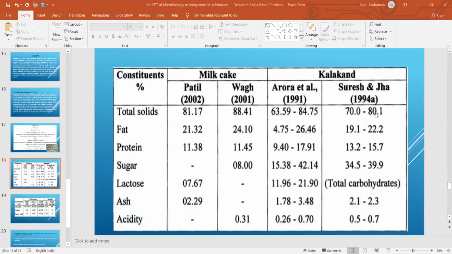So this is the compositional variation if you talk about Kalakand, and the same type of product is milk cake, which is very popular in our area. Whenever you visit your street sweet shop, you will see these two products, and they are very common in Bihar, Bengal, Orissa, and UP areas.